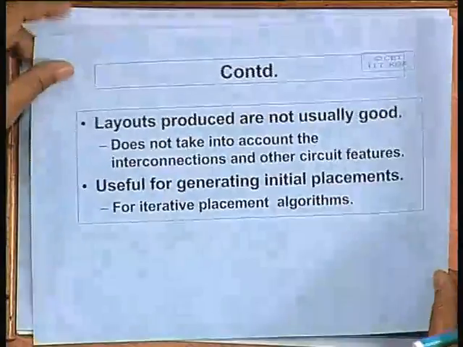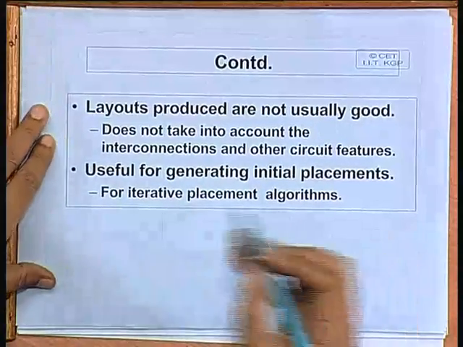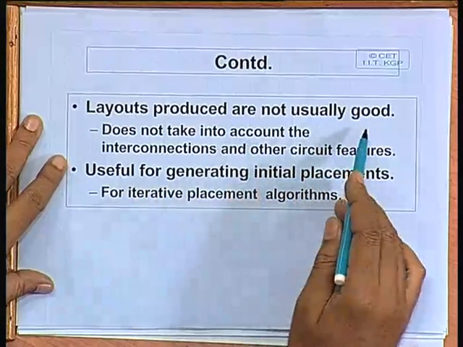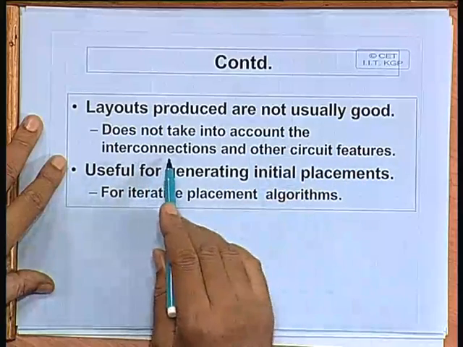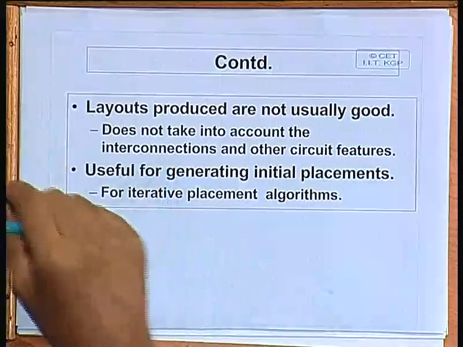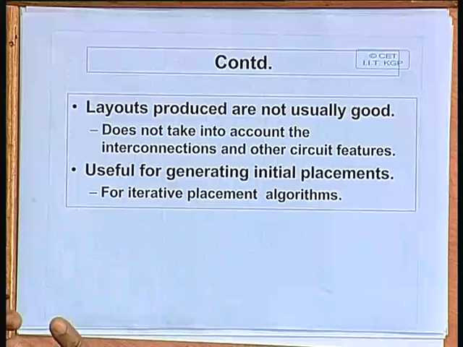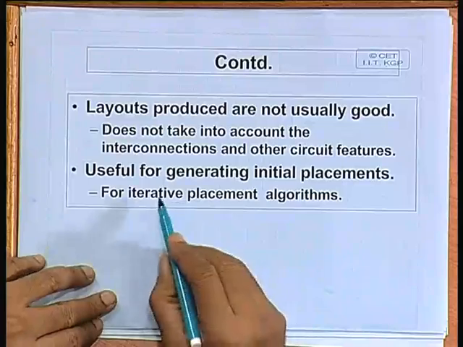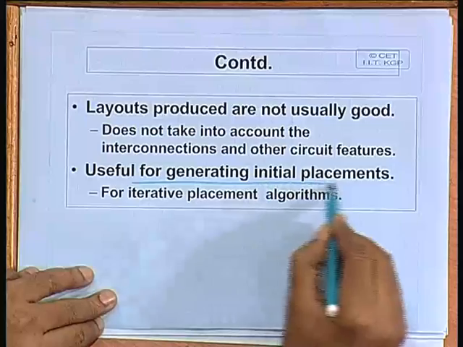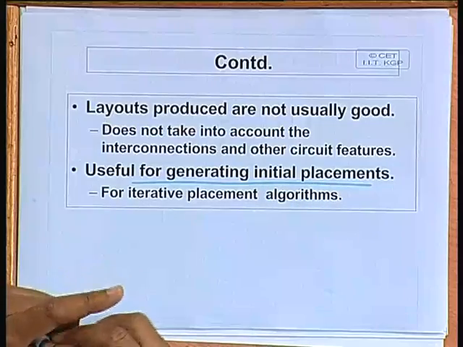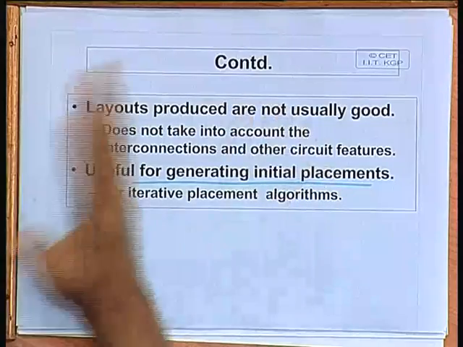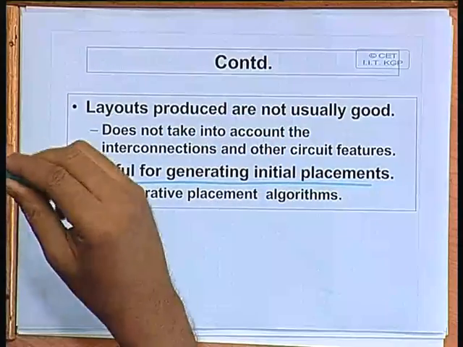Now, obviously, since we are not improving iteratively on the solution, layouts produced are usually not good. So, interconnections you are not taking into account, only the weights of connections you are taking into account. So, this is useful for generating initial placements only. Some of the blocks which are strongly connected, possibly you have placed them side by side, that is all, nothing else.